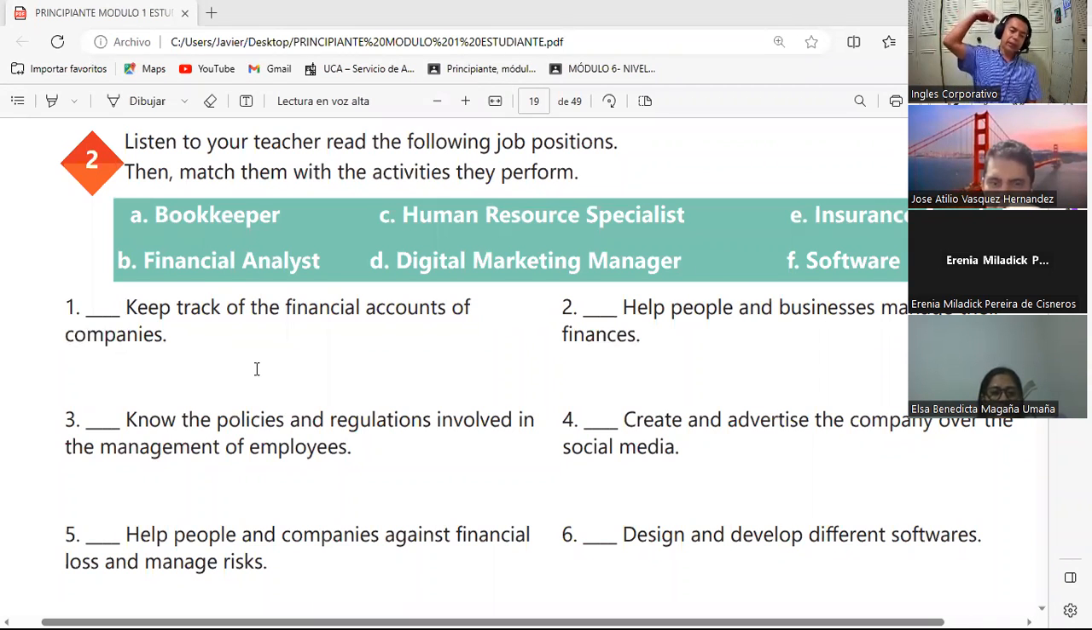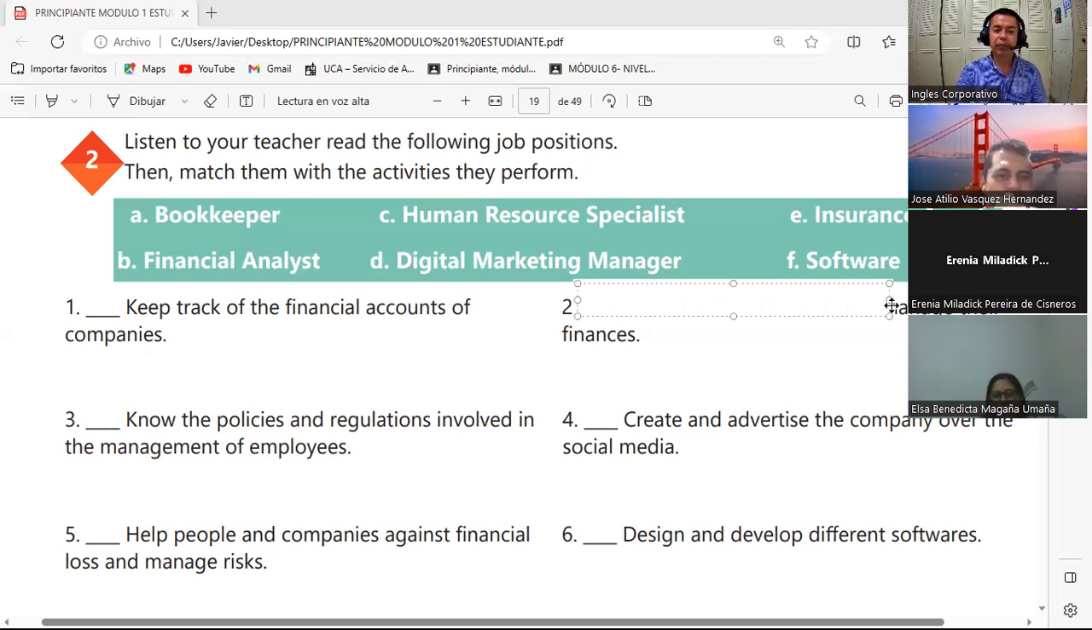We were practicing this yesterday, right? Esto es lo que practicamos ayer. Okay, so. Do you remember, José Artilio? Give me a moment, please. Okay, no problem. Remember bookkeeper? Number two. Number 2, help people and businesses manage their finances. Finance is something like financial, right? Okay. So number 2 is letter B, correct? Number 2 is letter B. Okay. Financial analyst. Yes. Help people and businesses manage their finances. So this is the financial analyst, correct, right?